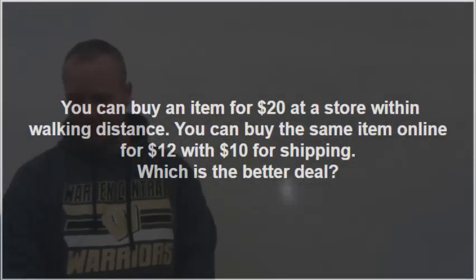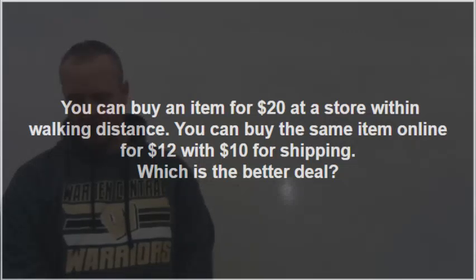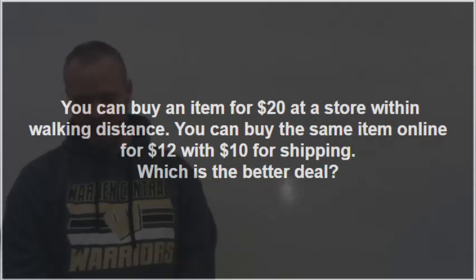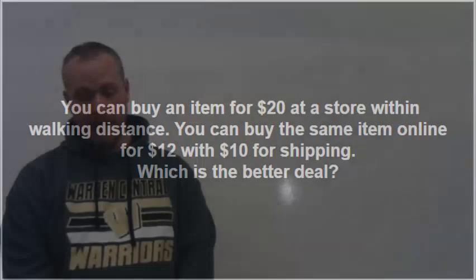You can buy an item for $20 at a store within walking distance. You can buy the same item online for $12 with $10 for shipping. What is the better deal? So in order to solve this problem, we will first make two columns. One column will be the price that you can purchase it in person.